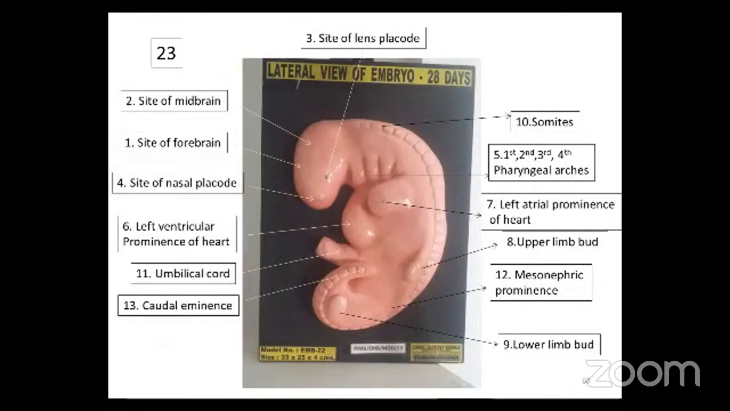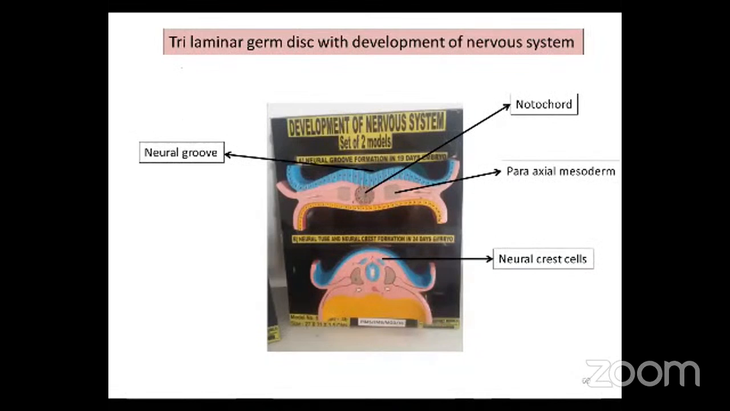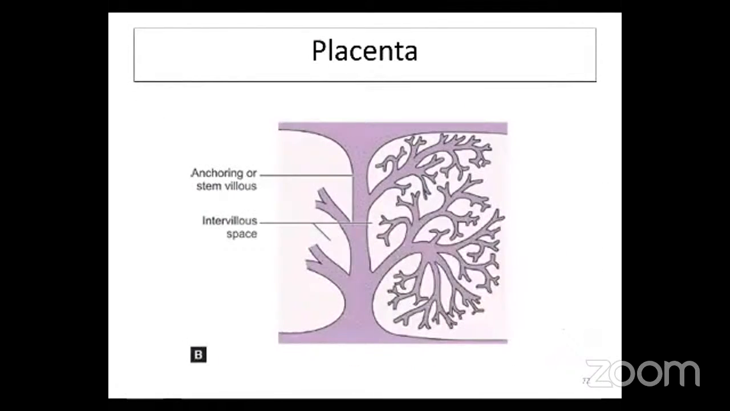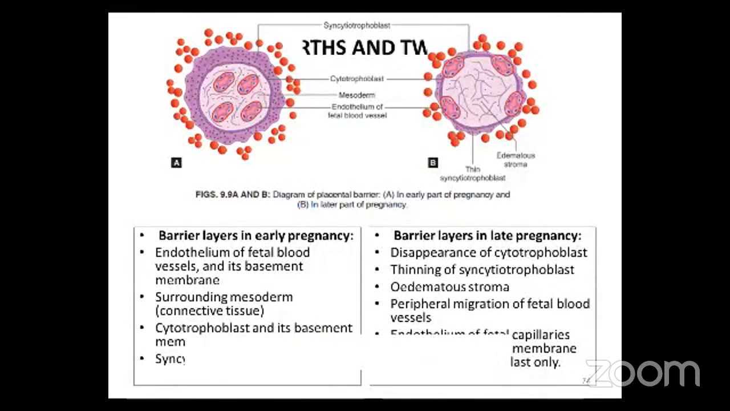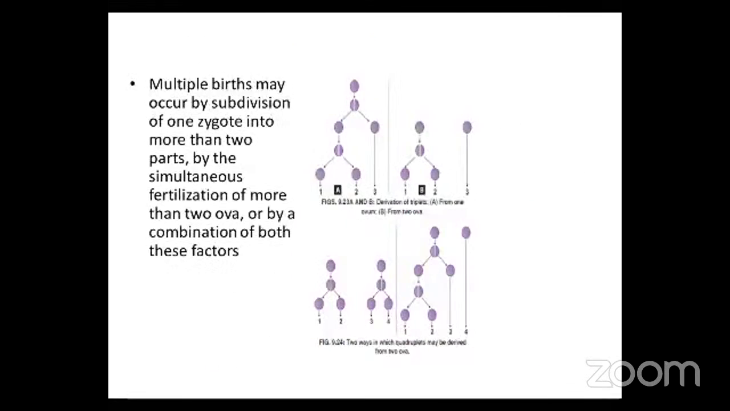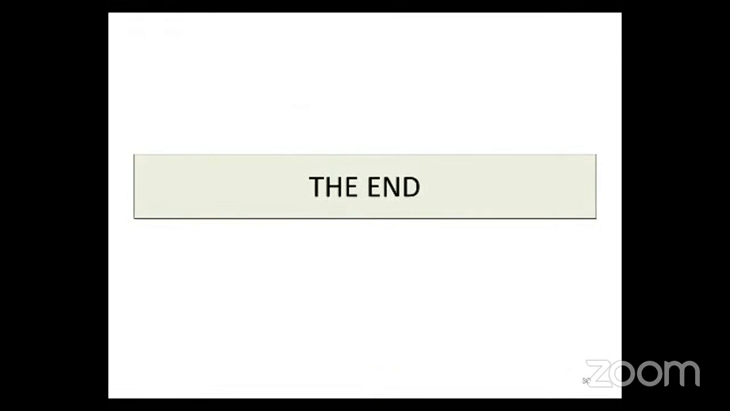This is a theoretical part. We have covered this also. Somites are there, pharyngeal arches are there, bulging of the left atrium, bulging of the left ventricle, upper limb bud, lower limb bud, umbilical cord that you should be able to identify. So we will cover this afterwards, but whatever is covered, try to remember the structures.